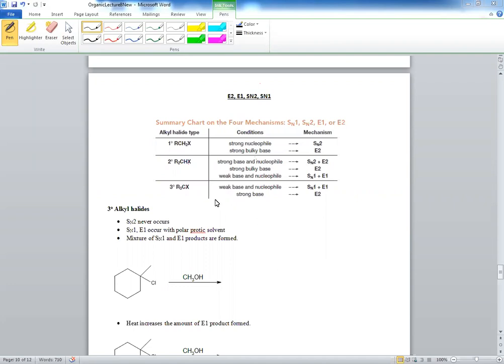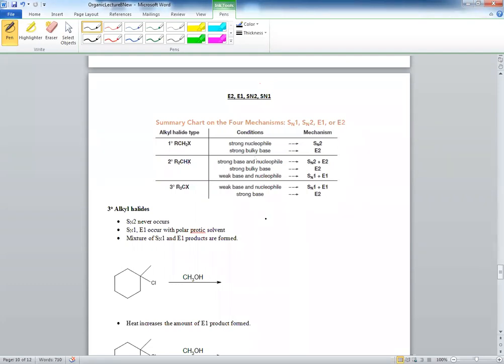So let's begin. This is a chart that is very, very helpful. We will go over examples, beginning with tertiary alkyl halides, going all the way down to primary alkyl halides. In the summary sheet, you will be able to tell which mechanism would be the most appropriate one. And again, of course, refer to this all the time. So let's begin with tertiary alkyl halide.